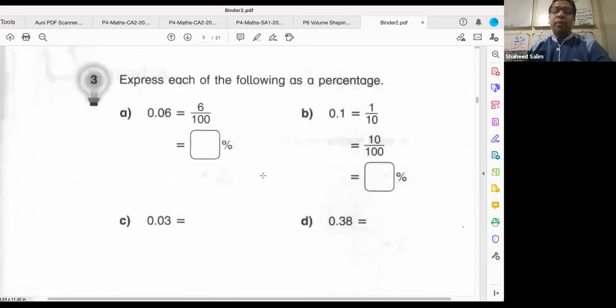Now they want you to change decimal to fraction, fraction to percentage. Always change to base of 100 if possible. If you cannot change to 10, then change to 100. If you cannot change immediately, 10, 100. And go, please.